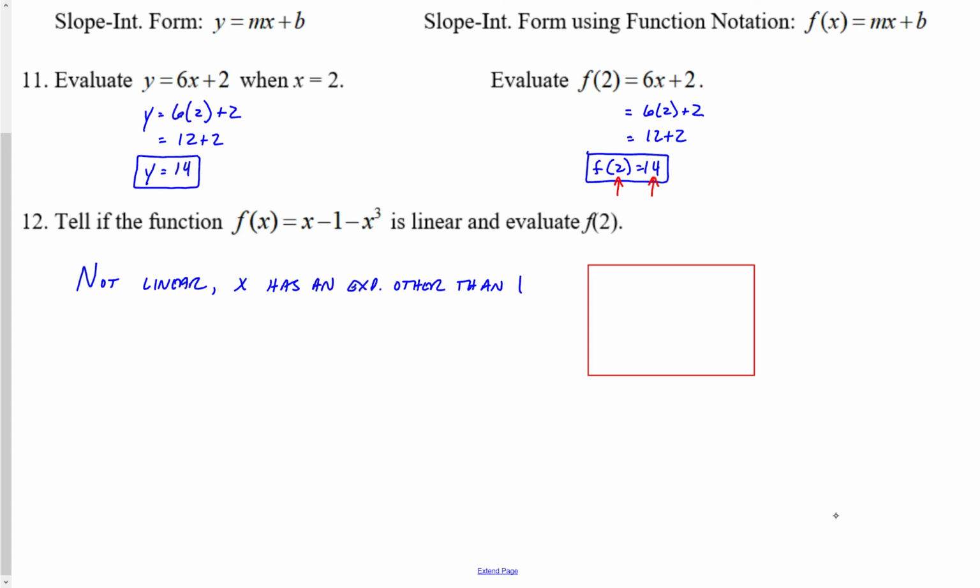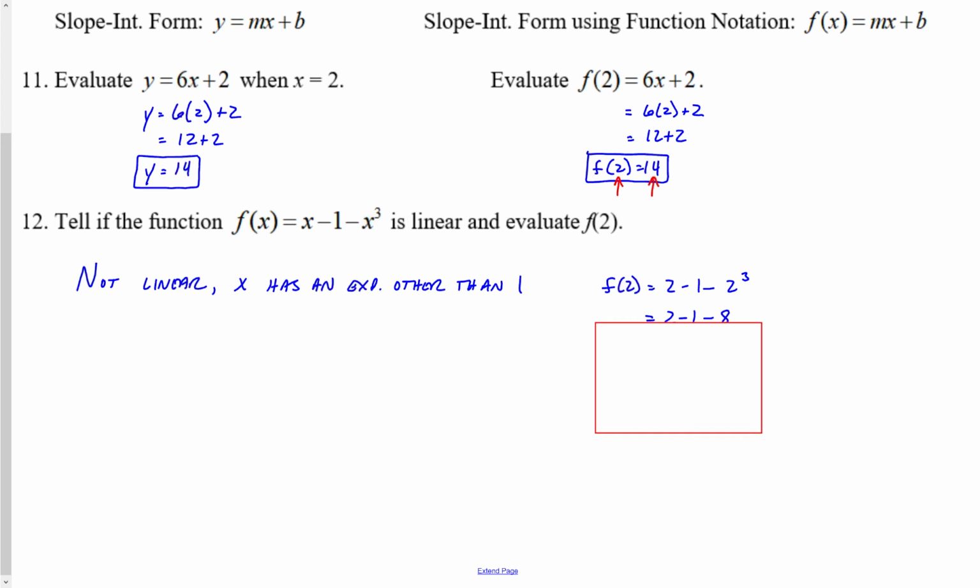So the work that you would need to show for evaluating f of 2 in this case would be showing that you are first of all plugging 2 in for each of the x variables in that original function. Now we follow order of operations to evaluate or simplify this. So the first thing we'd have to do is the exponent. 2 cubed is 8. So 2 minus 1 minus 8. Now we are just subtracting left to right. This would result in a final value of -7.